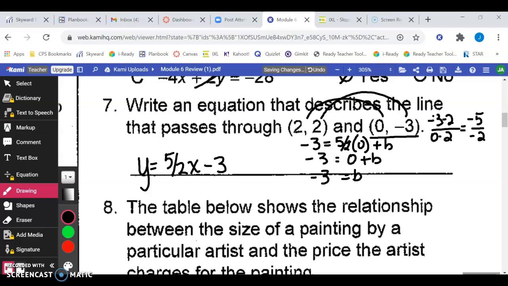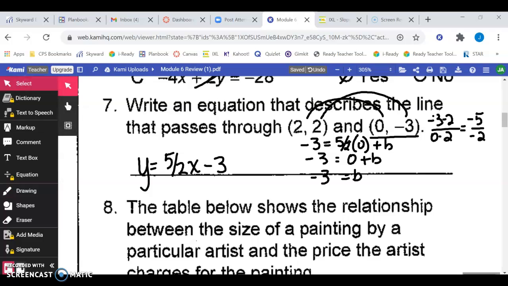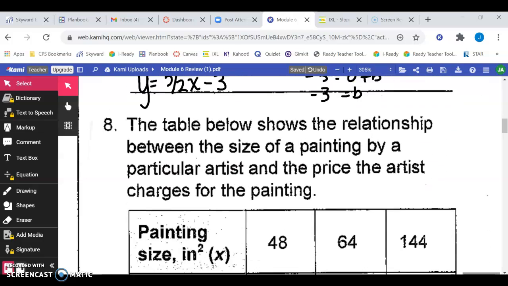So then we have our equation. Also, whenever you have x is 0, you know that y value is your y-intercept. So we could have just looked at that point, but just in case it's not like that on your test, you want to make sure you know how to plug the numbers in and figure it out.